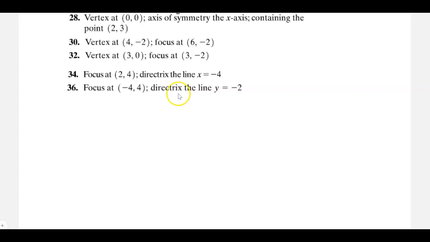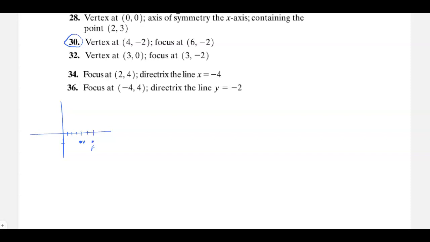So let's look at a couple where we've got some information and we want to figure out what the equation of the graph is. I'm going to start with number 30. They're giving us the vertex and they're giving us the focus. So let's draw a picture. The vertex is at (4, -2). I'll call this V. And the focus is at (6, -2).